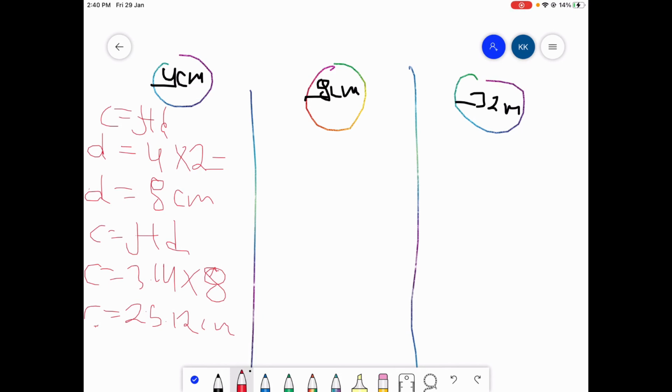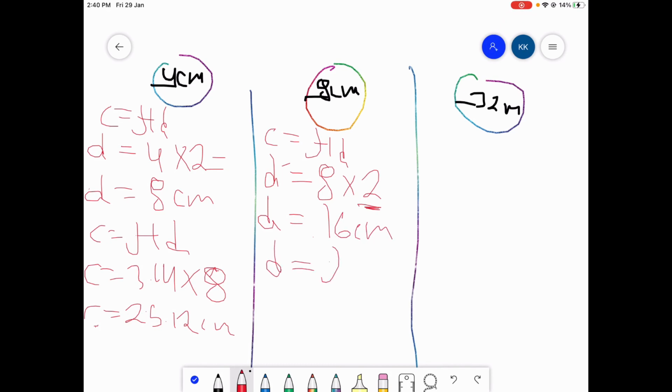Now we want to find the 8. The 8 is easy. So d is 8 times 2, which is always 2, so d is 16 centimeter. Then, no, C, it's C, not D. I got confused a little bit. C equals pi d. Then C equals 3.14 times 16 centimeter. Then C equals 50.24 centimeter. And the 32 is the same as what we do.